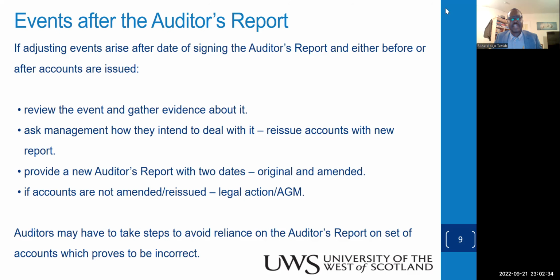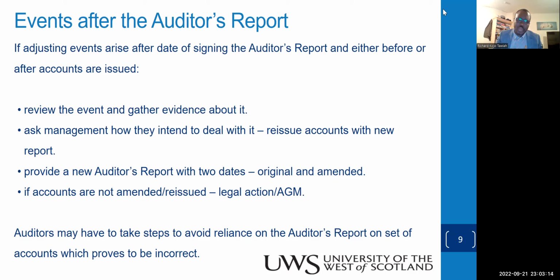Now, if adjusting events arise after the date we have signed the accounts, and either before the accounts are issued, so we have signed accounts, but before the accounts are published, issued into the public domain, what if something happened between that period? You've signed accounts. What happens? Review that event which has occurred, gather evidence about it. Now, ask the manager, how do you intend to deal with this, especially if it is material? And of course, if it's material as an auditor, take a step to reissue new sets of reports.